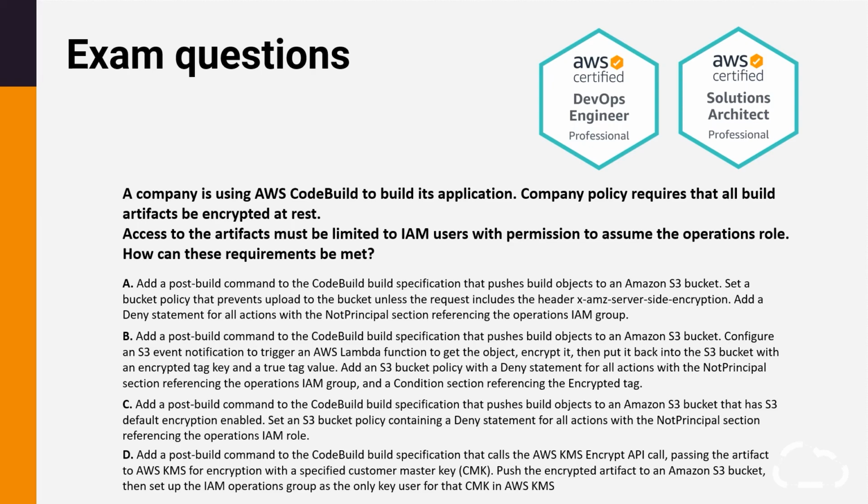D. Add a post-build command to the CodeBuild specification that calls the AWS KMS Encrypt API, passing the artifact to AWS KMS for encryption with a specified customer managed key. Push the encrypted artifact to the S3 bucket, then set up the IAM operations group as the only key user for that CMK in AWS KMS.